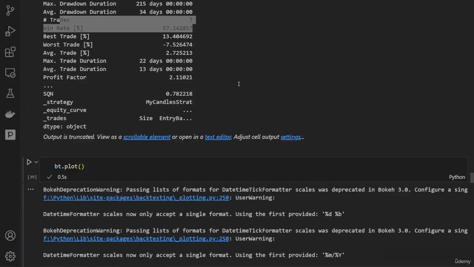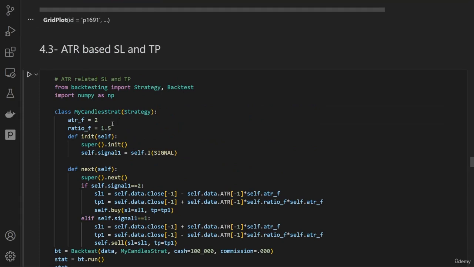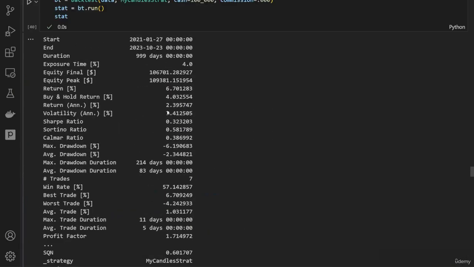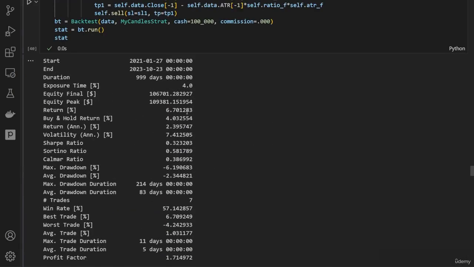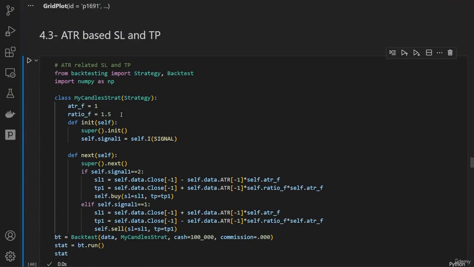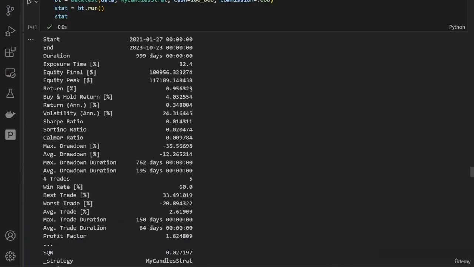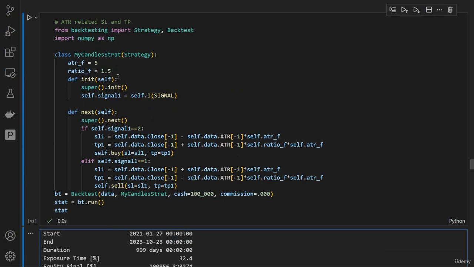It's good to tune it, so we can change this ratio here a bit. The best way is to optimize it using the optimize function. So now, okay, now we have even less returns. Let's try to increase it. Try, for example, 5 times the ATR. And no, we're not getting good results using this one.